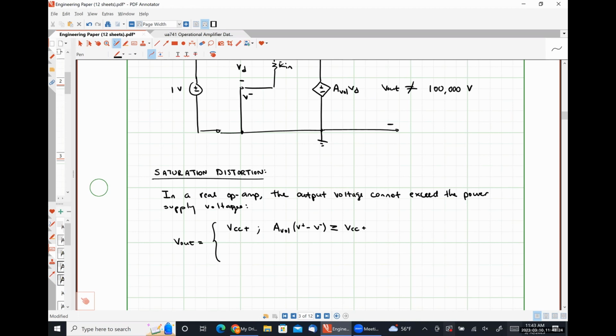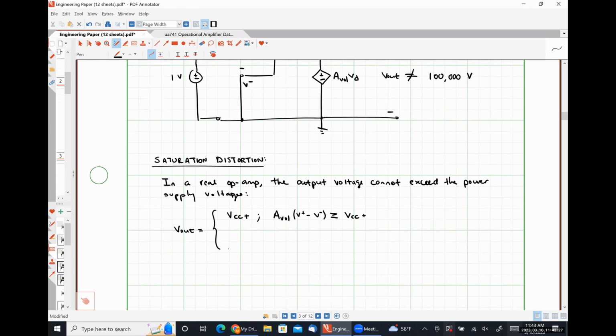On the other side, we're going to have an output voltage of VCC minus, which is our negative supply voltage. This will occur when AVOL times V plus minus V minus is equal to or more negative than VCC minus. So if we were to put a negative 1 volt source on the input of this thing, we would expect our output to saturate to the negative supply voltage. But there's something in the middle as well.